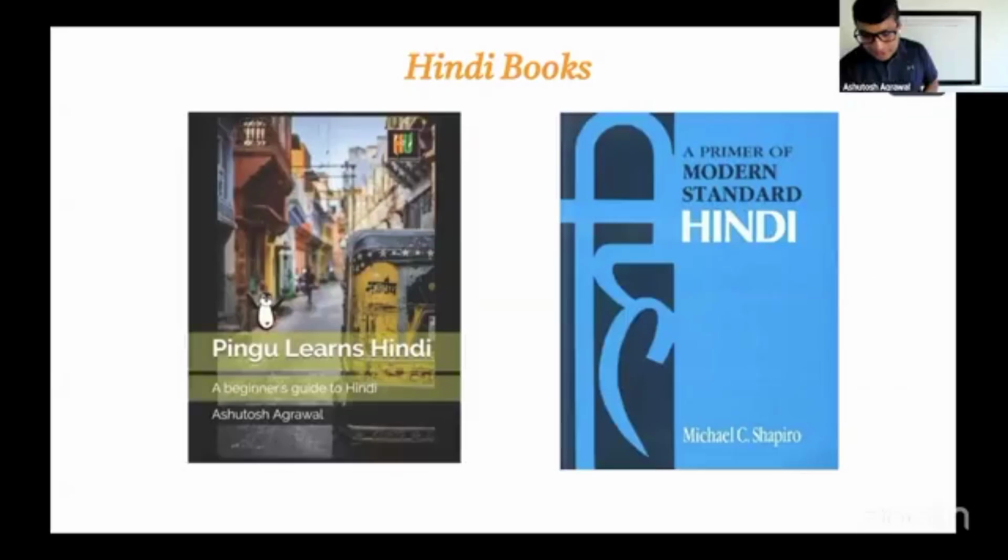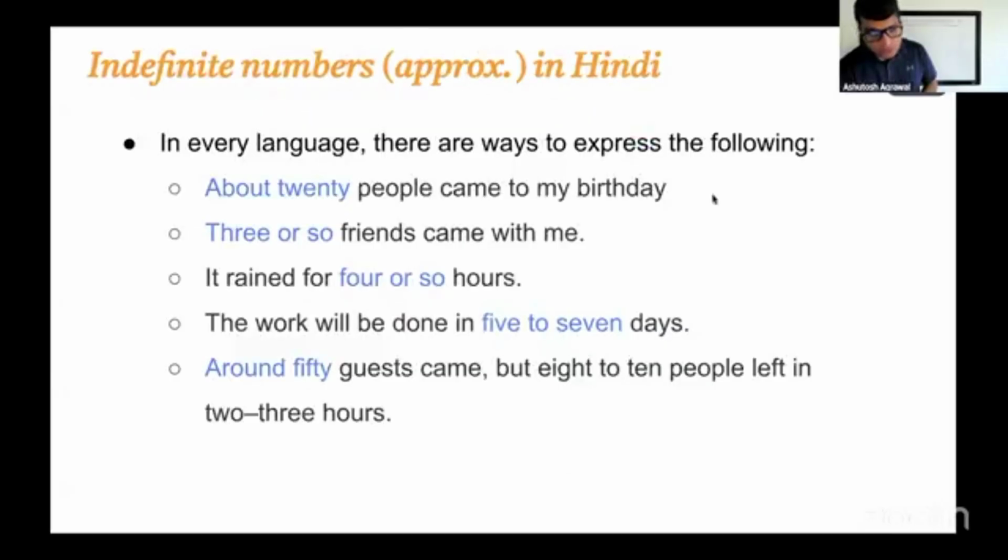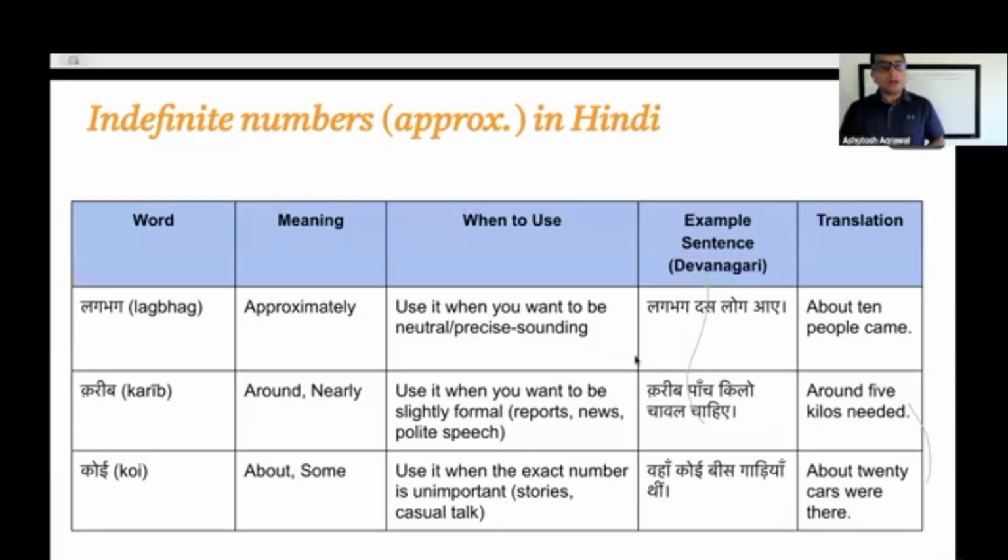My goal is that by the end of today's class, you should be able to talk about indefinite numbers in Hindi. We have many ways to say it, but the most common ones use lagbhag. Repeat after me, the word lagbhag, which means approximately, right? We also use a word called kareeb, okay, kareeb, and the third one is koi.